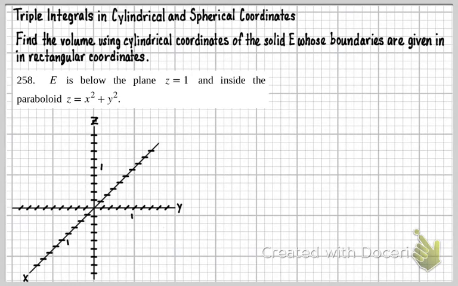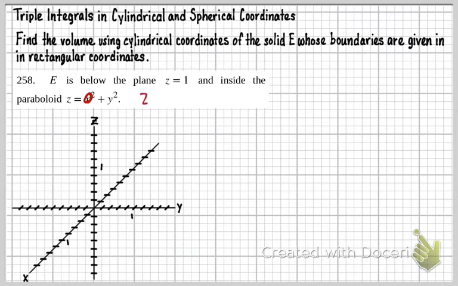Find the volume using cylindrical coordinates of the solid E, whose boundaries are given in rectangular coordinates. Number 258 says E is below the plane z equals 1, and inside the paraboloid z equals x squared plus y squared. So let's just take a look at where x is 0. We're just going to try to do some traces here.